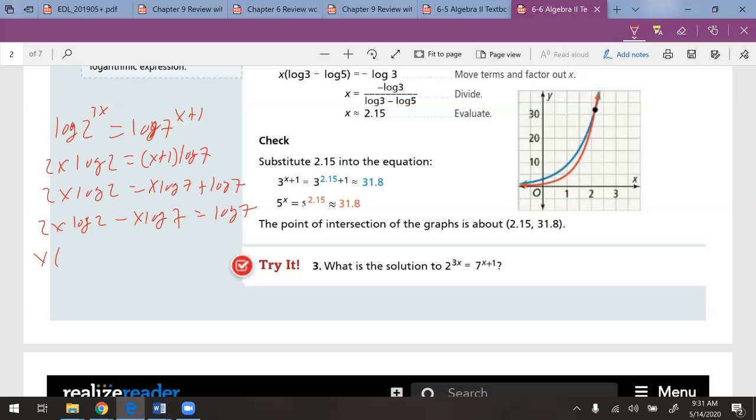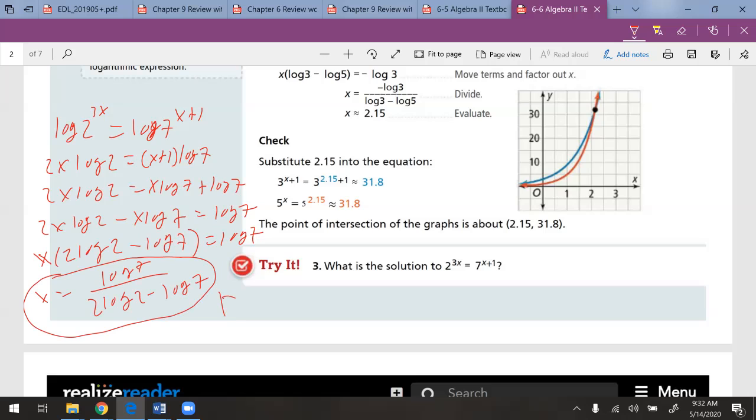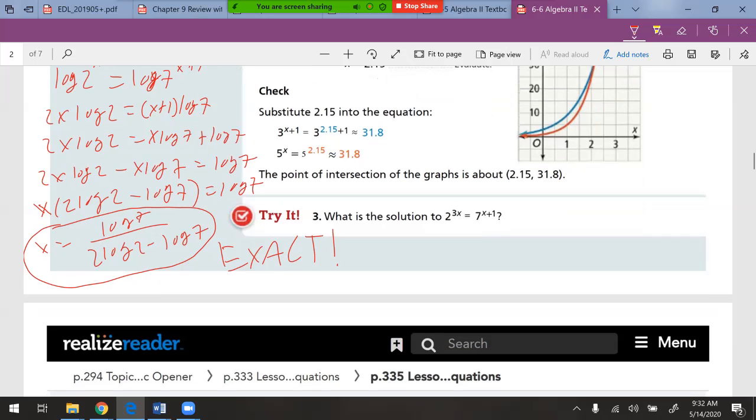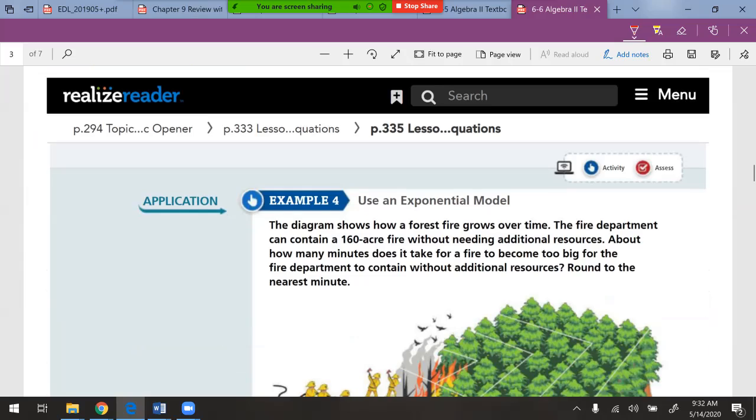I'm going to factor out an x. So now I have, in this case, x times 2 log of 2 minus log of 7 equals log of 7. And then after that, I divide all of this to the bottom. So then x equals log of 7 over 2 log 2 minus log of 7. That is it. And that is the exact answer to this. Okay? It's a little difficult, but it's all about piecing the puzzle. In fact, I might even put a question like this on your quiz that's coming. I'm thinking about it.